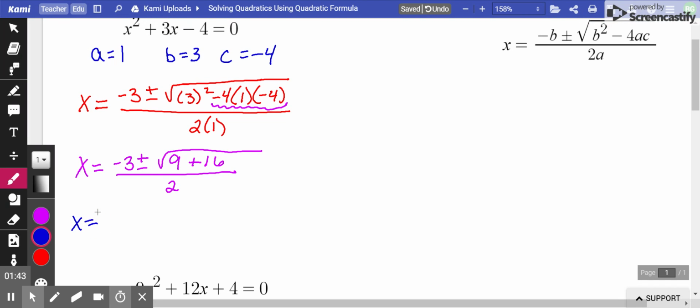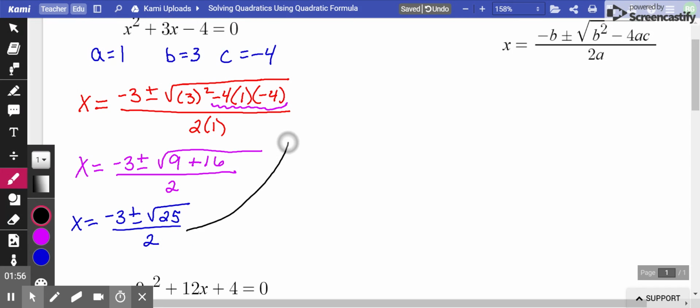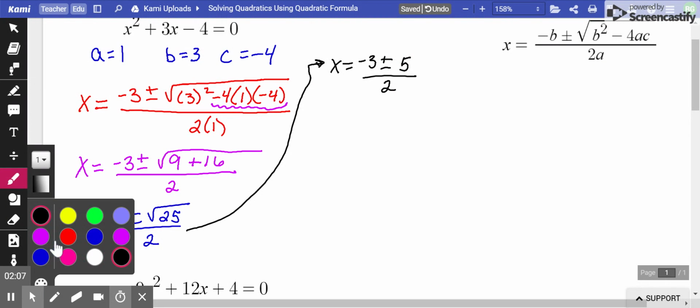Keep simplifying underneath your radical. 9 plus 16 is 25. So we have negative 3 plus or minus the square root of 25 over 2. Then actually square root it. 25 is a perfect square, so it square roots evenly to be 5. So we have negative 3 plus or minus 5 over 2.